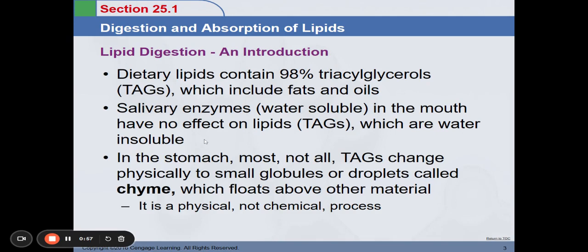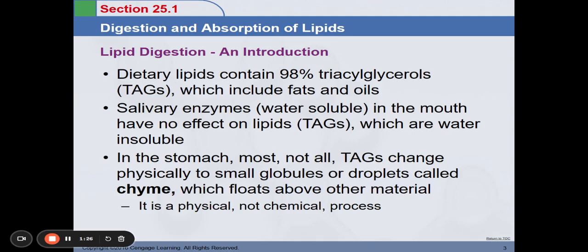But the digestion of your carbohydrates starts in your mouth because of the salivary amylase that we have, as well as the pancreatic amylase, which is released in the small intestine. So TAGs don't start their metabolism in your mouth. TAGs are water insoluble, as you can remember, and these salivary enzymes usually are water soluble.